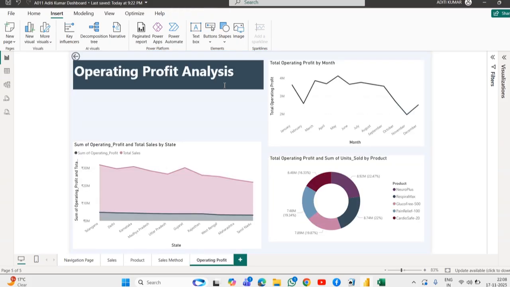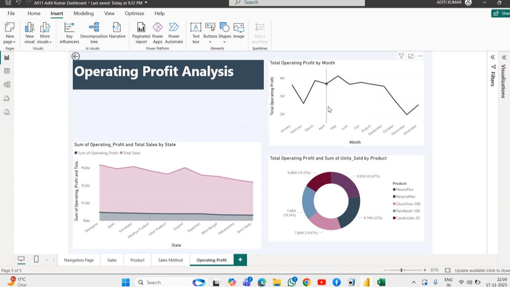So this is helping me in analyzing the total operating profit. I have three charts over here. First is the area chart, which comprises the operating profit and the total sales by state. The next is the donut chart, which shows the profit contribution by each product. And third is the line chart, which displays the monthly operating profit, basically revealing a seasonal trend: in which particular season of the year the product is at a higher peak and which particular segment of the year it is at a lower peak.